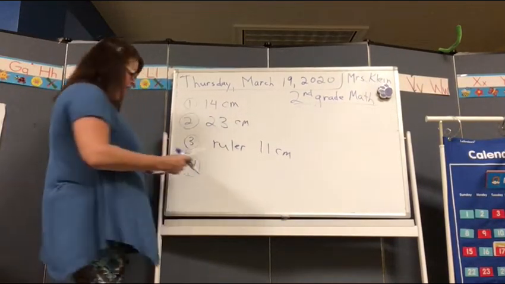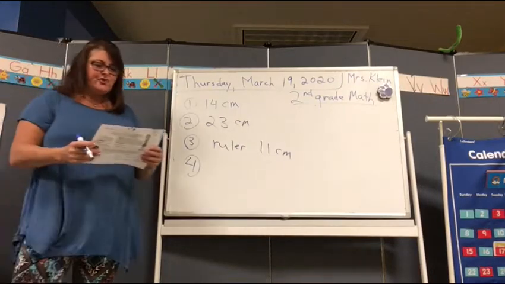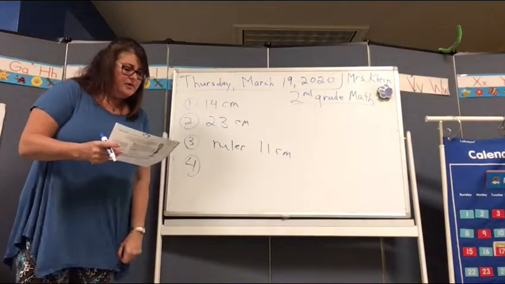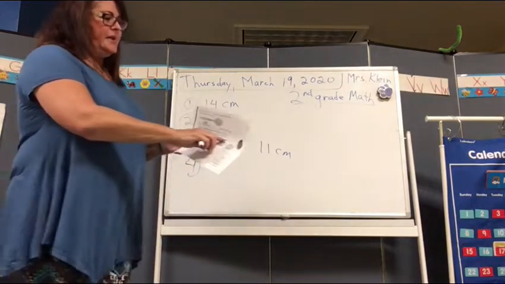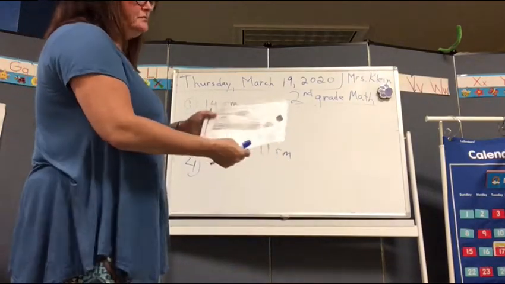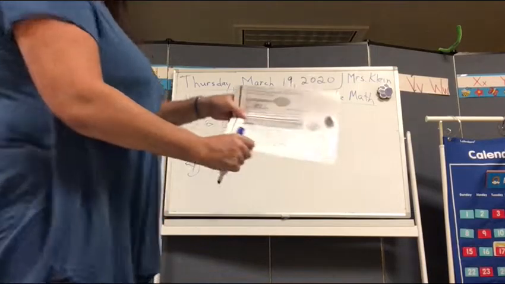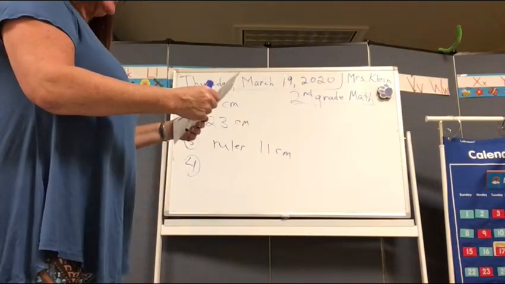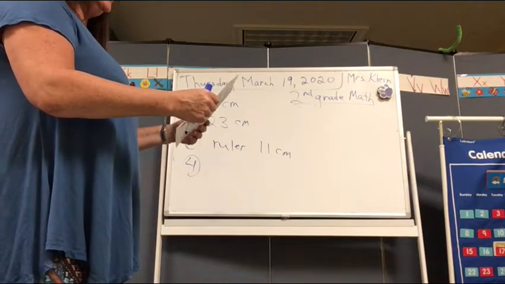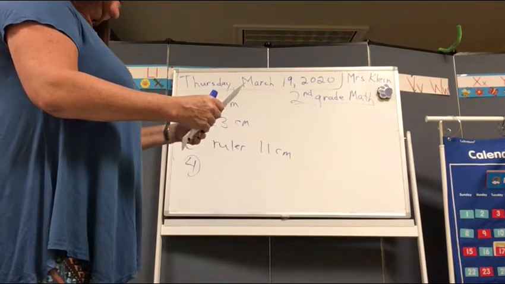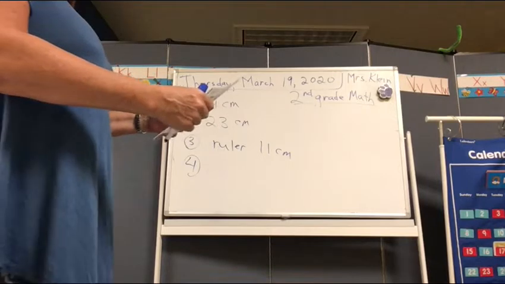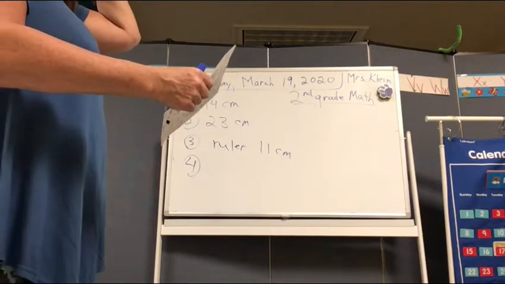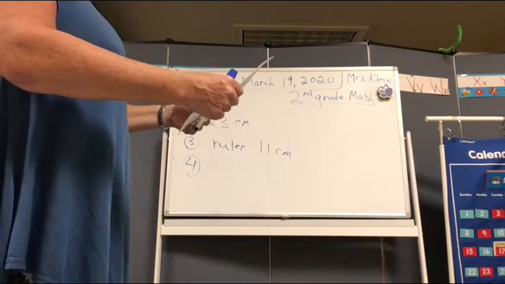So now, number 4, higher order thinking. Mia has a string that is shown below. So this long line is a string. That long line there, they're saying that's her string. Her string measures 15 centimeters. So, circle the shapes that Mia can make with part of her string. Use the measurements given on the shapes to decide.